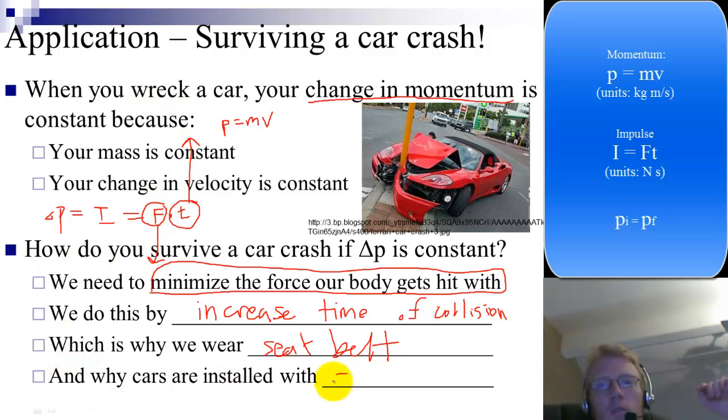Also, cars are installed with, of course, airbags. Airbags are the same idea. As you sink into the airbag, that collision takes time. You'll slow down over a longer period of time, which will decrease the force on you. There's lots of other examples of trying to maximize the time and minimize the force. Anything with padding on it, that padding takes time to compress, which extends the time of the collision. Bumpers on a car are made to compress so that they gradually slow the car down over a longer period of time. Pretty much anything made to keep you safe extends the duration of the collision. So I encourage you to think about some other examples. Maybe in class we can make a list of whatever we come up with.